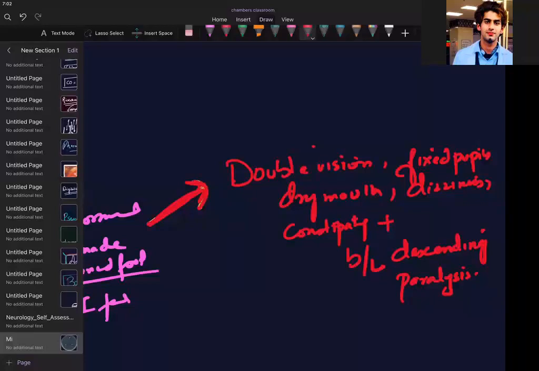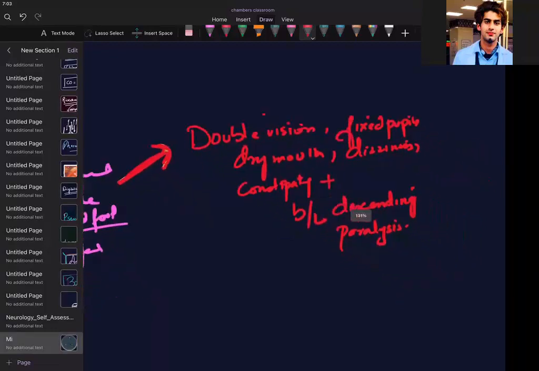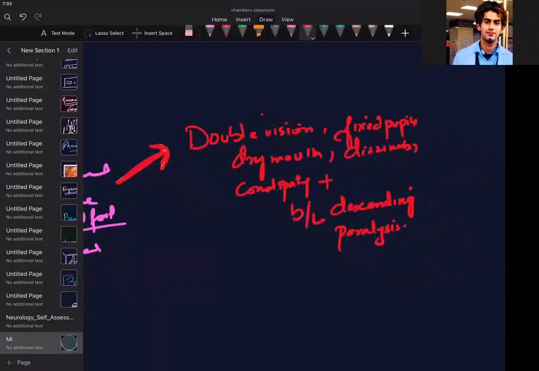So this is double vision, fixed pupil, dry mouth, dizziness, constipation, bilateral descending paralysis. This is what the patient will present to us. What will you give to this patient? Directly give an antitoxin, trivalent equine. Let us write the treatment here only for the adult. Trivalent, this is for adult. So this is adult poisoning, adult botulism. Trivalent equine means antitoxin from the horse.